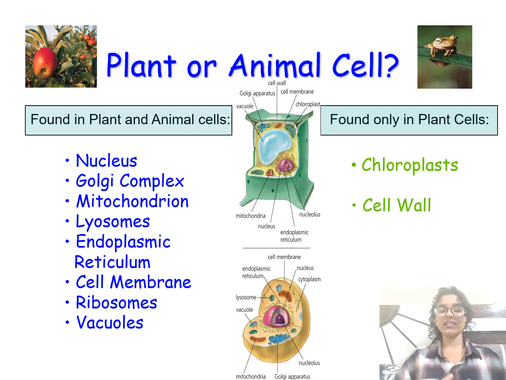Then we discussed various cell organelles. Cell organelles are basic organs that are present in cells that help in proper functioning of cells. Some major cell organelles are cell membrane, Golgi complex, nucleus, mitochondrion, lysosomes, endoplasmic reticulum, ribosomes, and vacuoles. In plant cells, the major additional cell organelles present are chloroplast and cell wall.